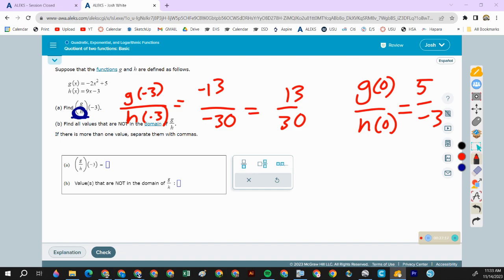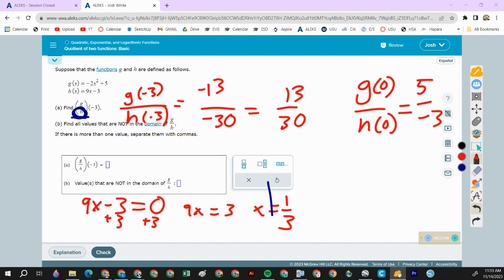Are there any numbers that would make h equal to 0? Well, let's just do 9x minus 3. That is function h. When is that function equal to 0? Add 3. 9x equals 3. Divide by 9. X equals 1/3. So this is not allowed. Okay? X equals 1/3 will turn the denominator into 0, and that will break the function.